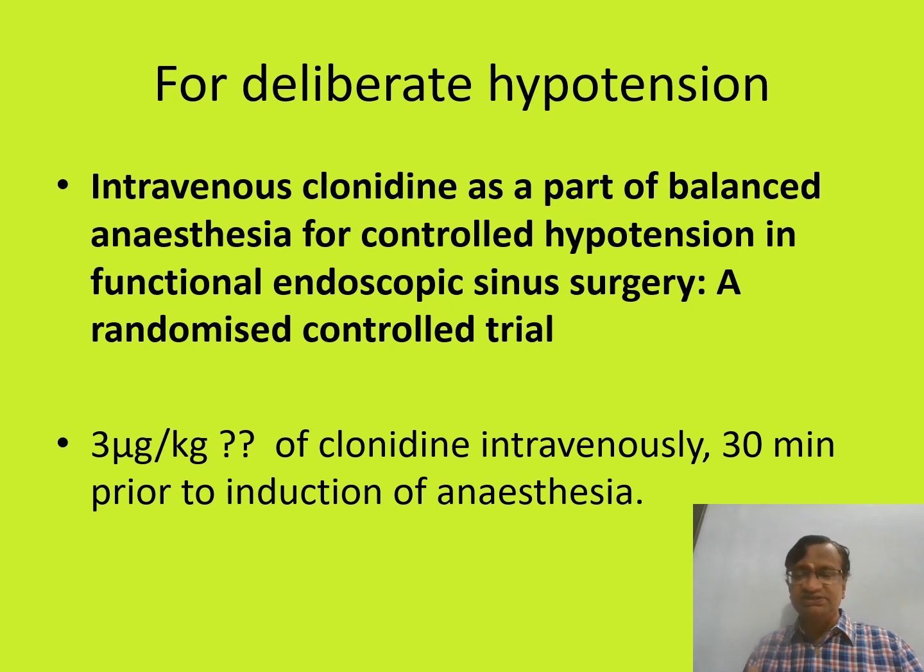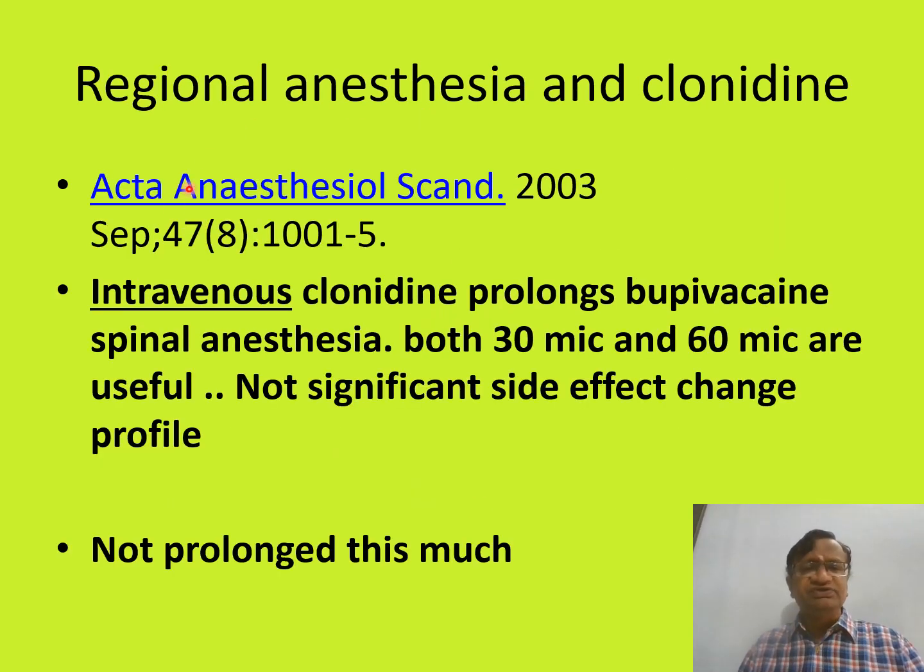3 mics per kg means how much? For 60 kg, it is 180 mics. Normally, one ampule will contain 150 mics. In regional anesthesia, intravenous clonidine prolongs bupivacaine spinal anesthesia. Both 30 mics and 60 mics are useful.